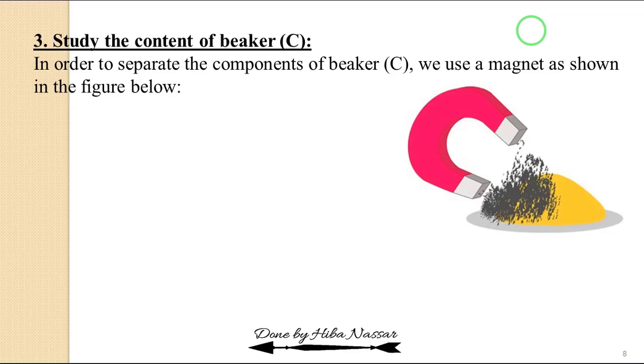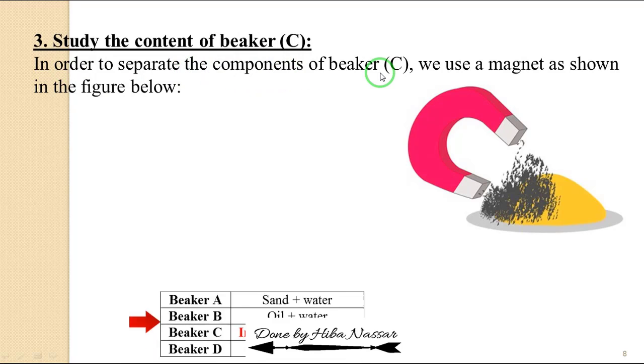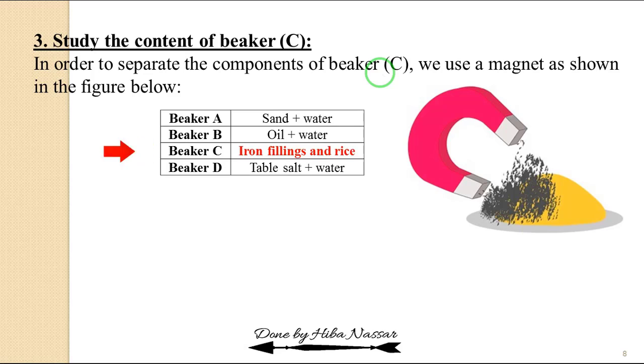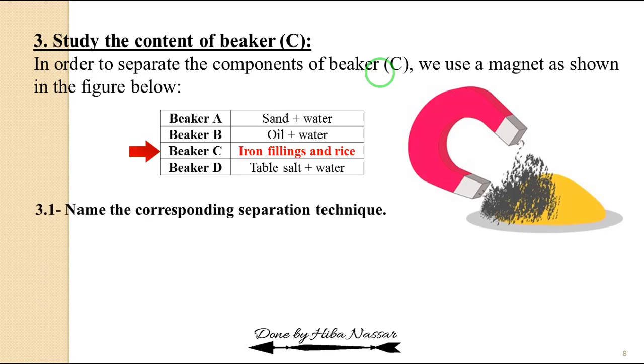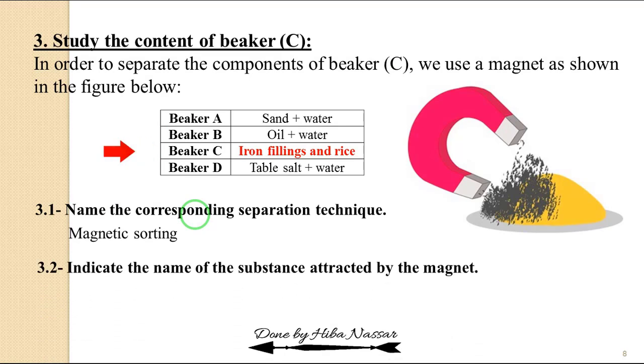Number 3, study the content of beaker C. In order to separate the components of beaker C, we use a magnet as shown in the figure below. Don't forget that beaker C contains iron fillings and rice. 3.1, name the corresponding separation technique. It's called magnetic sorting. 3.2, indicate the name of the substance attracted by the magnet. Here iron fillings will be attracted toward the magnet.